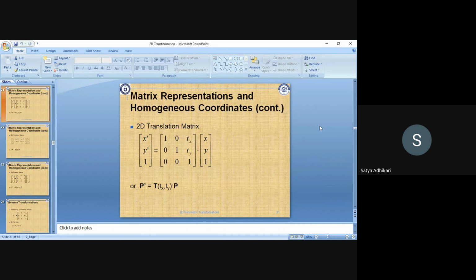So we can write P dash equal to T, that is the translation matrix tx ty, dot P. P is the original location, P dash is the new location. So T is the translation matrix, applied to P, we will get P dash.